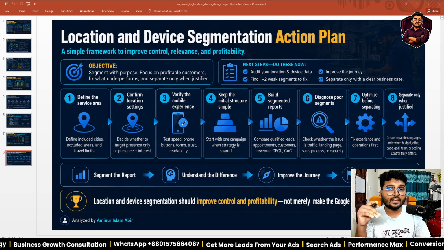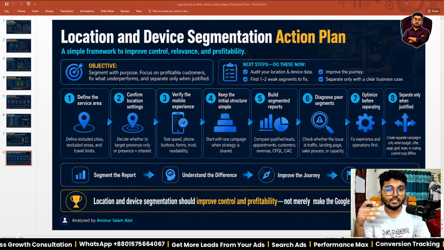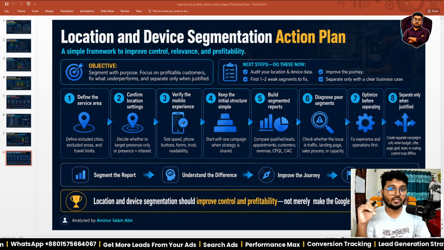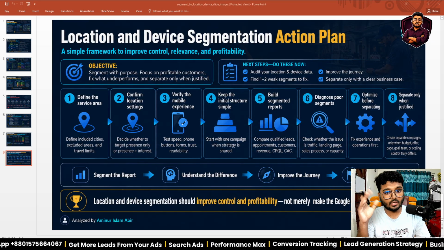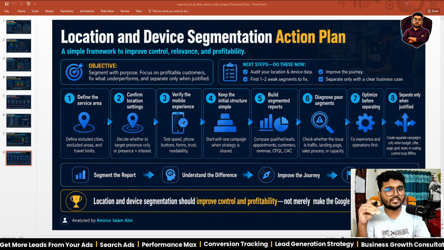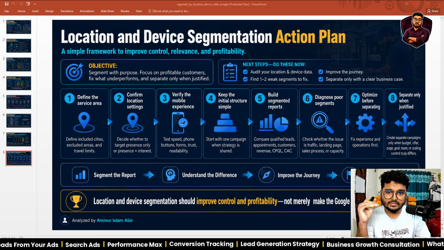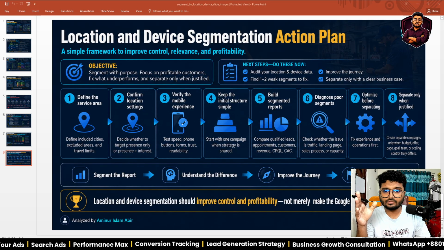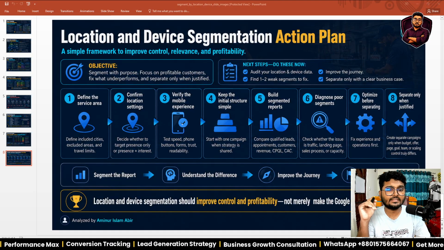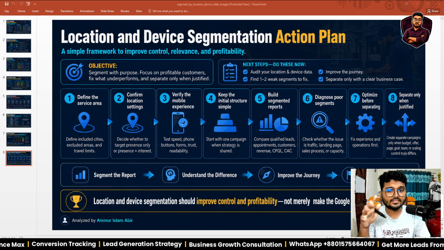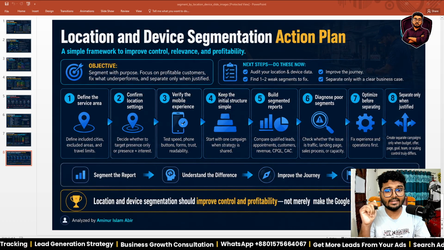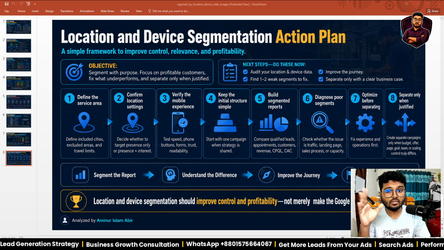Step 3, verify the mobile experience: test page speed, phone button, forms, trust signals, and text readability. Complete the full journey on a real mobile phone. Step 4, keep the initial structure simple. Begin with one campaign. When the location and devices share the same strategy, do not create separate campaigns before the need is proven. Step 5, build segmented reports. Compare performance using qualified leads, appointments, customers, revenue, cost per qualified lead, and customer acquisition cost. Step 6, diagnose poor segments. Determine whether the problem is traffic quality, landing pages, call handling, the sales process, travel cost, or limited business capacity.